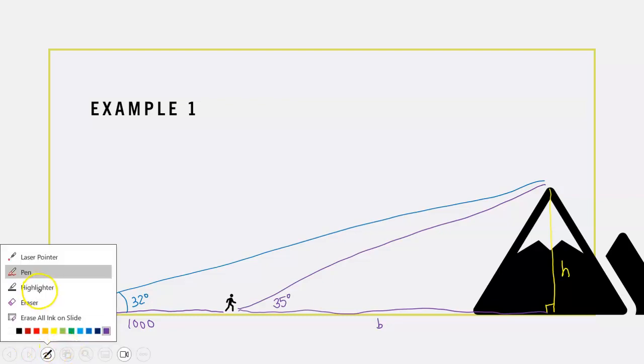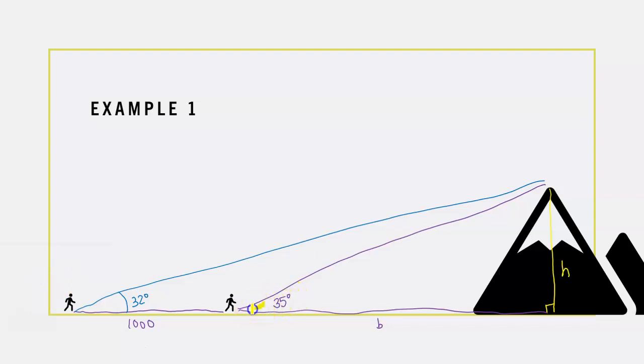So I'm going to start by looking at this triangle. In that triangle, I'm interested in the height, and I don't know the base, but I can call it b. So in that triangle, I could use tangent of 35, and I'm using tangent because it was opposite and adjacent, and I don't care about the hypotenuse. So tangent of 35 is h over b.